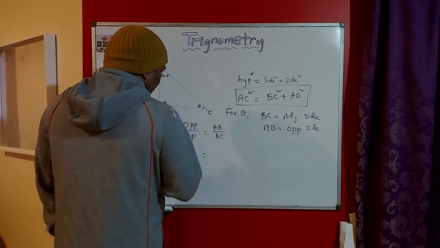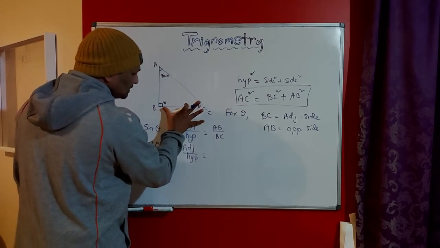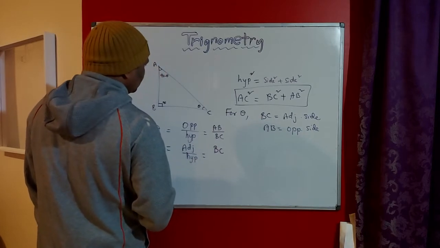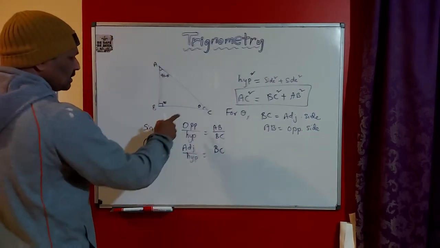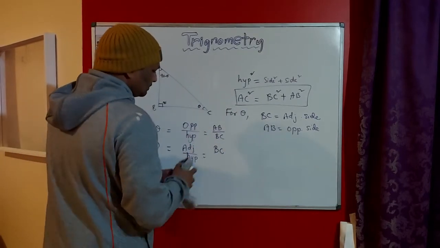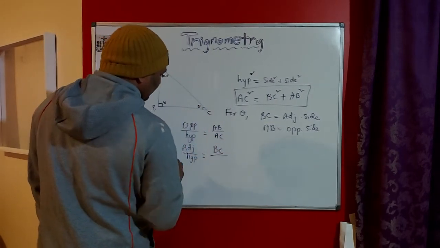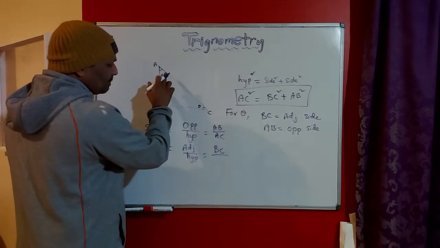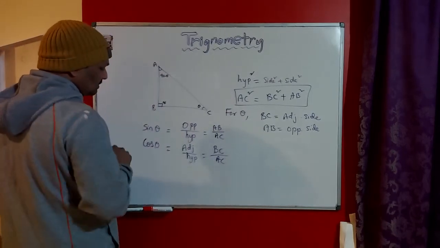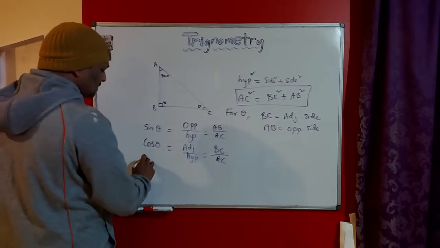What is theta? Theta is here. What is adjacent? Adjacent is the side that is touching theta. That is BC. Sorry, theta. Edge is BC. And the hypotenuse here is what? AC. Hypotenuse here is AC. So edge is BC by hypotenuse, which is obviously AC. There is no change in it. That is the cos function of theta.